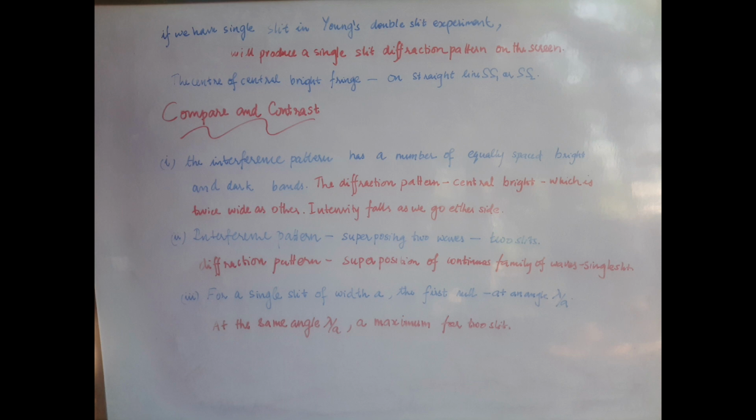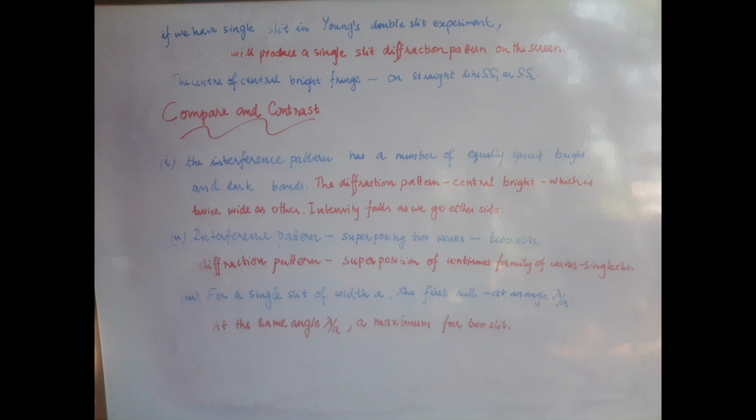Next, we think about what happens if we close one slit in the double slit interference experiment. You can see that this source gives one hole or one slit, S1 or S2, and this will produce a single slit diffraction pattern on the screen. And you know that the central bright fringe will appear at a point which lies in the straight line SS1 or SS2. That is the difference.